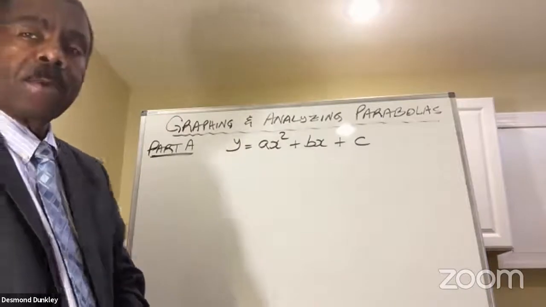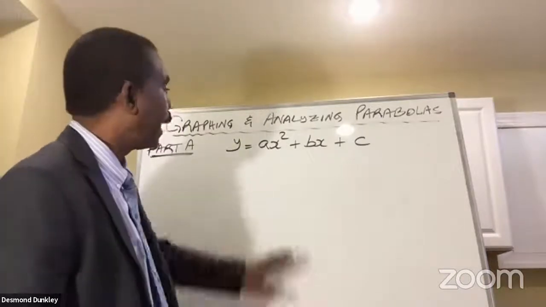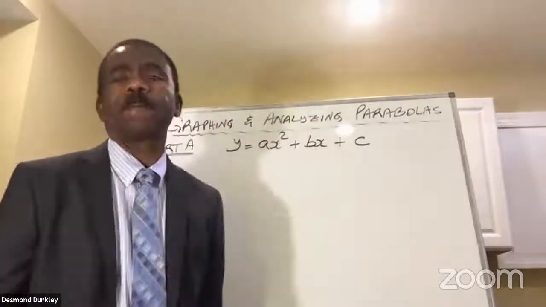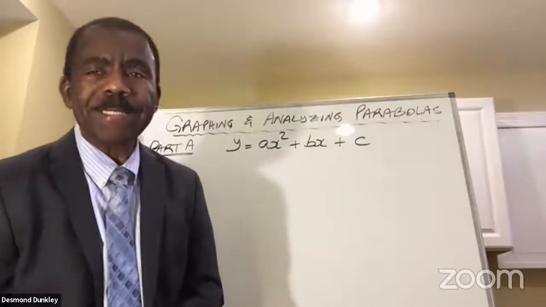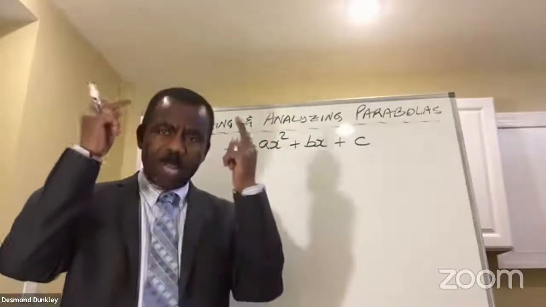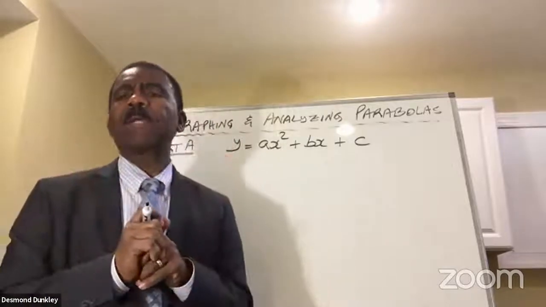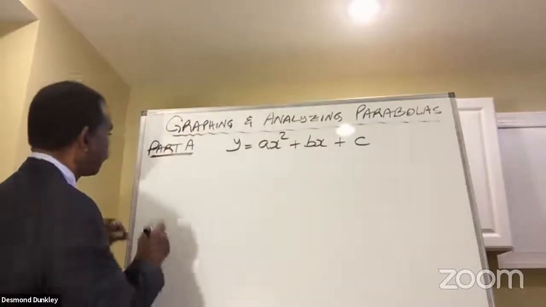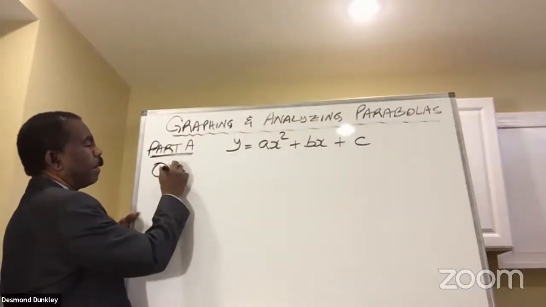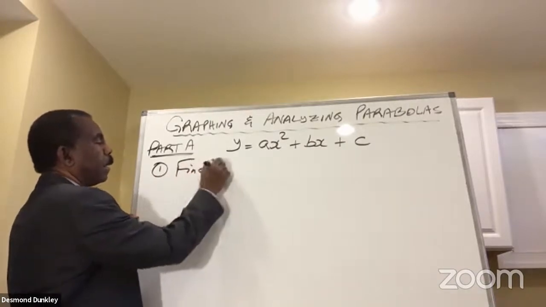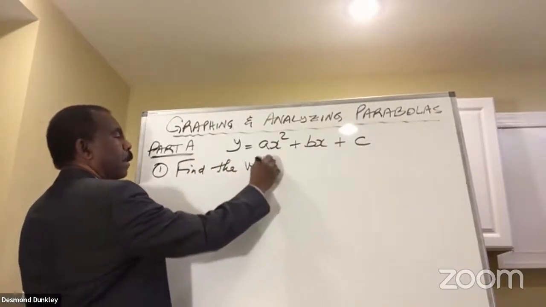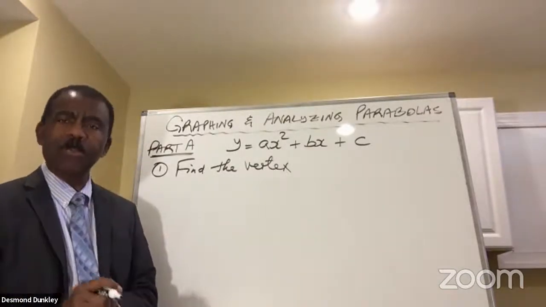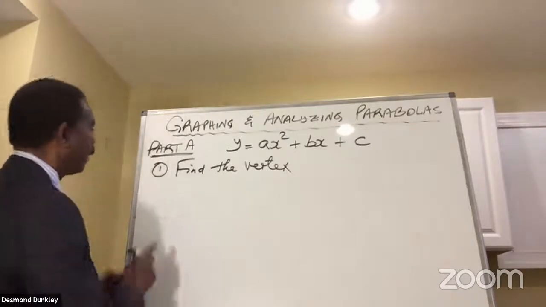And we need to be in a position that once we're given any quadratic equation like that, we should be able to graph it. What are some of the things that we should look for as we prepare to graph it? What are some of the key things that we should identify as we approach graphing? 1, find the vertex. That's the first thing you should do. We'll discuss how to find it.